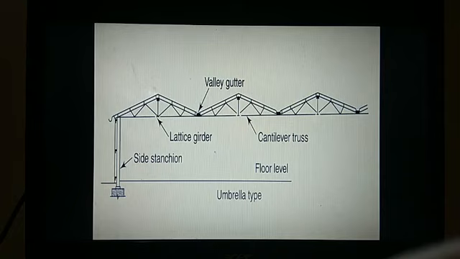This also you can see in railway stations, or not even in railway stations, you can see it in big gatherings, big assembly halls. Yeah, exactly, this type is used for railway stations.